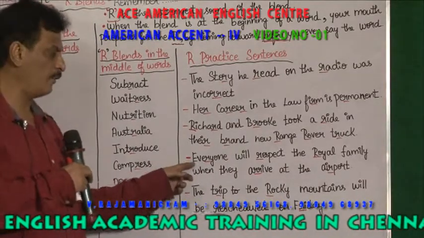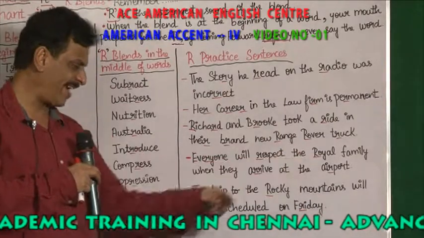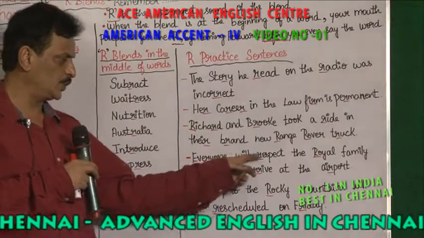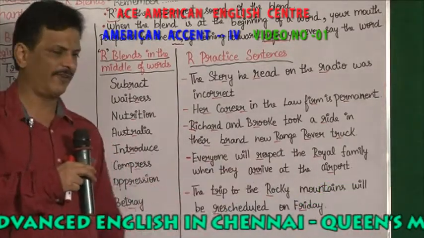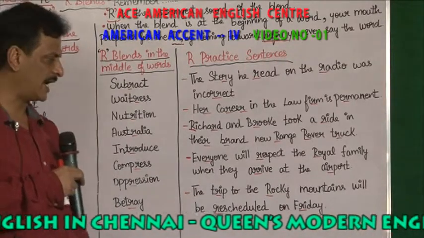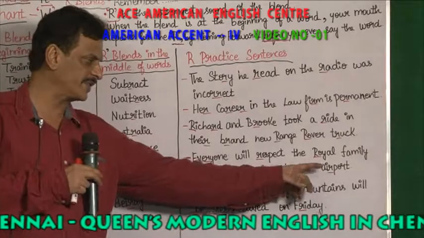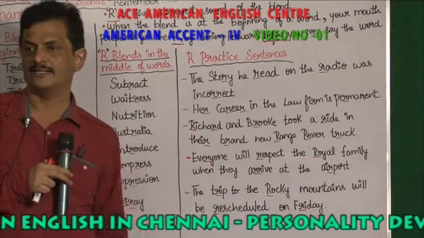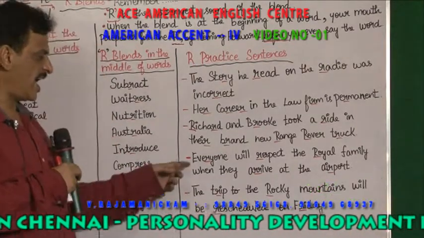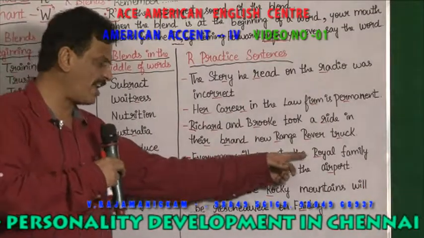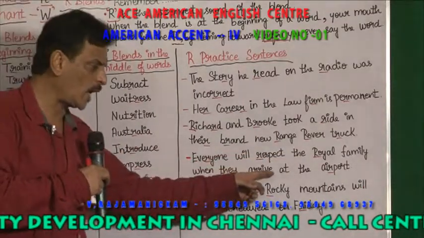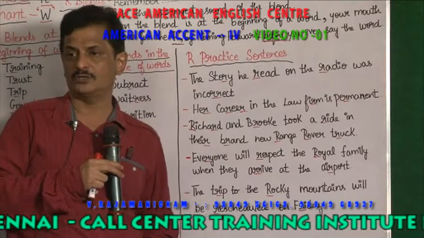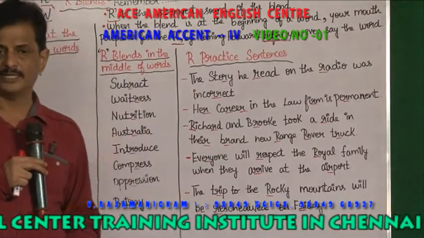Now, next sentence. Everyone will respect the royal family when they arrive at the airport. So, how many R's are there? 5 R's are there, right? After vowels, how many R's are coming? After A, R comes. After I, R comes. So here you have to tense it. Here, everyone, E. So you have to tense that E. Everyone will respect the royal family when they arrive at the airport. Airport. After I, R comes. So I is tensed. The two vowels are A, I. So you have to go in for a double tensing.